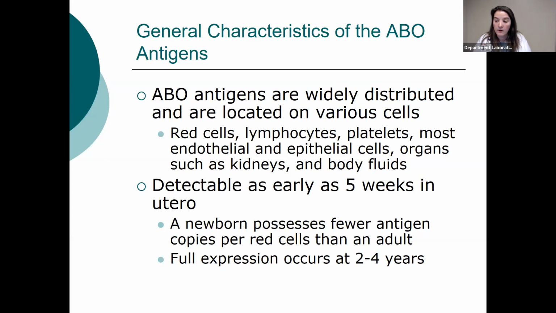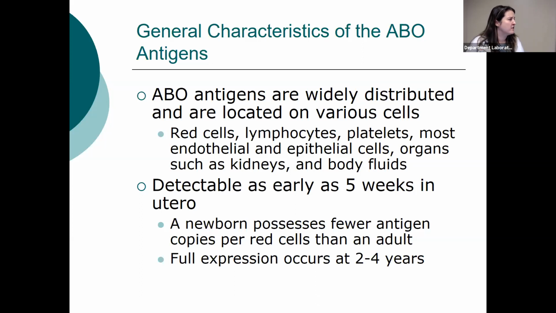So you can actually detect ABO as early as 5 weeks in utero. Once that baby is 5 weeks old, they have their own ABO type, and that ABO type can be different from mom, okay? We're going to talk about the Punnett square in just a little bit.